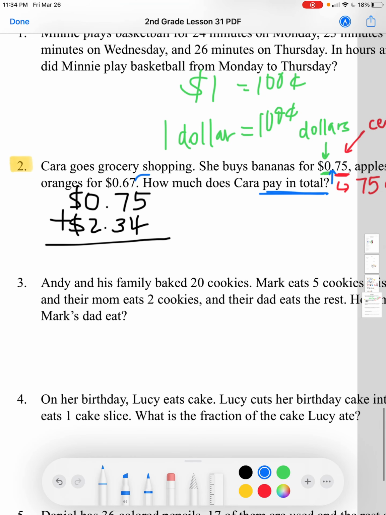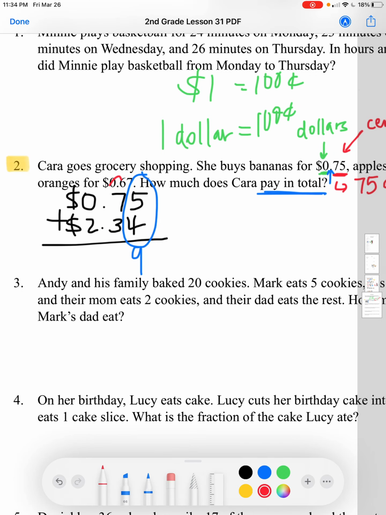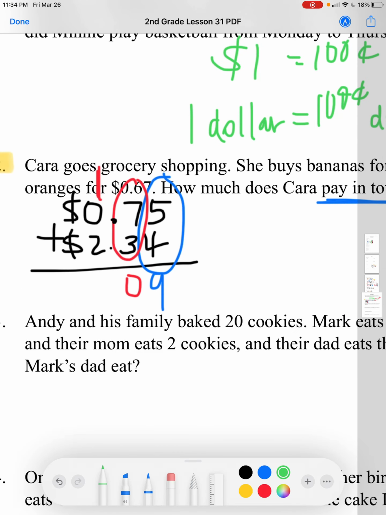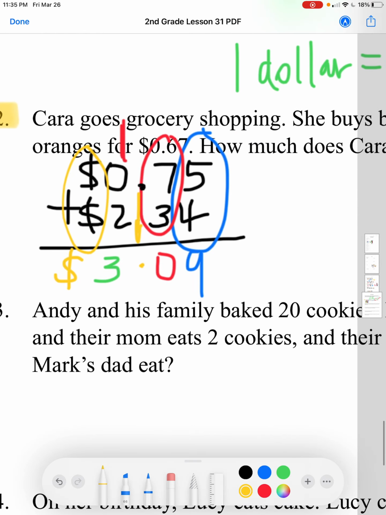And again, we're just going to focus on each place value. We have 5 plus 4 here, 9. 7 plus 3 here. 7 plus 3 equals 10. Again, we're going to regroup just like we normally do. And then right here, the dollar side, we have 1 plus 0 plus 2, or 1 plus 2, which is just 3. And we're going to bring down these dots right here. And this dollar sign, we're going to bring it down as well. So this says we have $3.09.